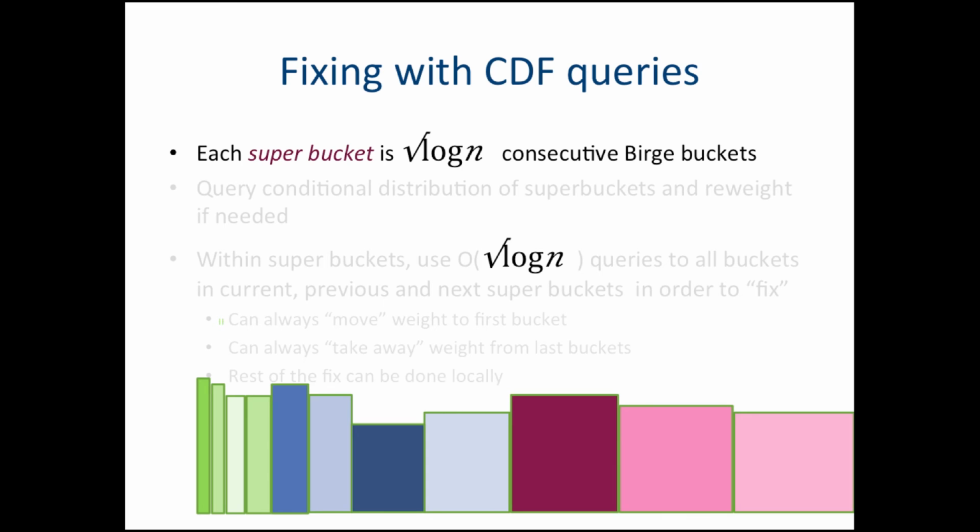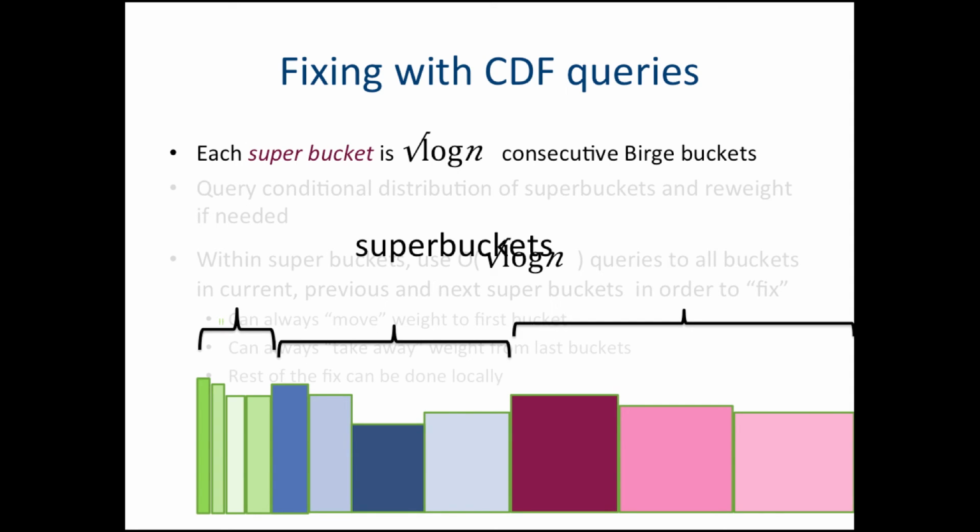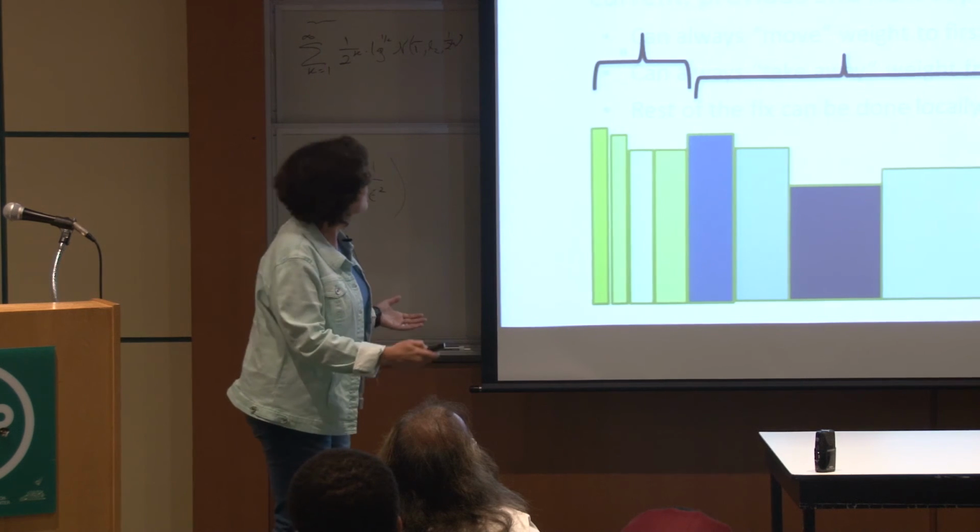We have the Birge bucketing. It's got log n buckets. What we're going to do is group together square root log n of these buckets and call it a super bucket. So this is the first square root log n buckets, this is the next square root log n buckets, and this is the next square root log n buckets. So we're going to have square root log n super buckets, okay?